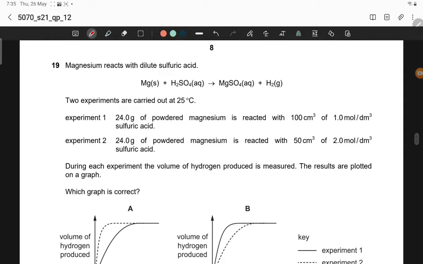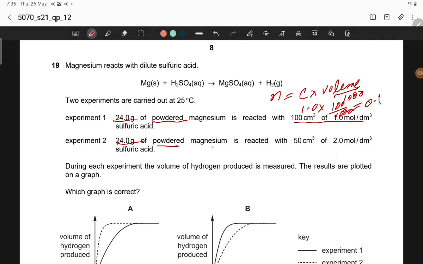Question number 19. Magnesium reacts with dilute sulfuric acid. Two experiments are carried out. Same particle size and same mass of magnesium, so the difference is the concentration of acid. Calculating number of moles: concentration into volume divided by 1000. This is 1 into 100 divided by 1000. It is equal to 0.1.